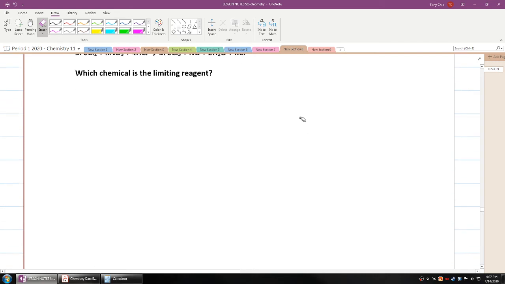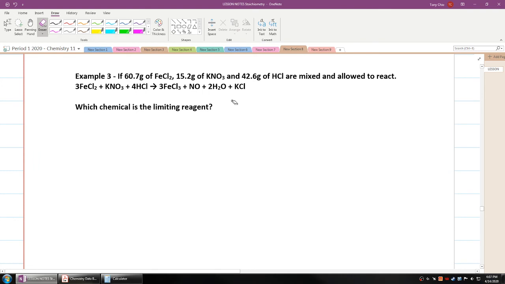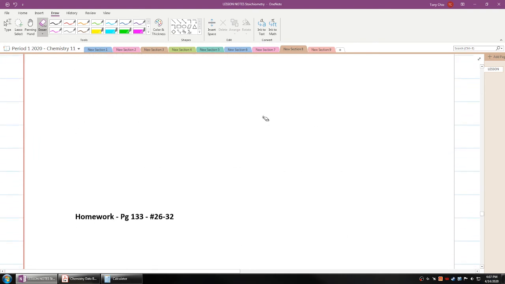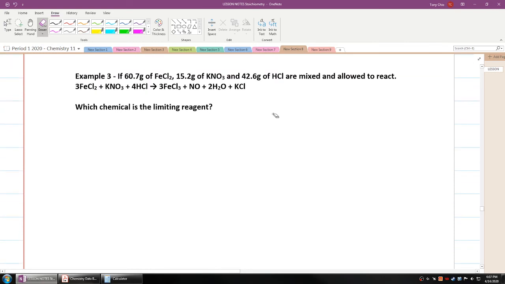What is your limiting? Well, you always want to figure out which product you want to convert to. But if you look at the next question, there is no product to convert to. So you could choose. For just the sake of this reaction, let's do it and convert to the first element here, which is FeCl3. So let's start with the first one, FeCl2. Now FeCl2, I have 60.7 grams of it.